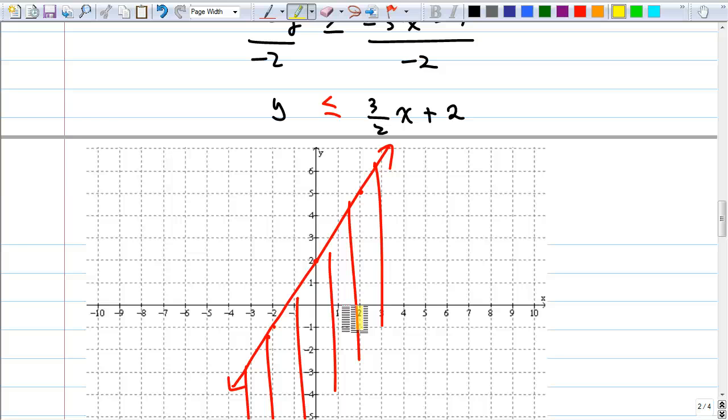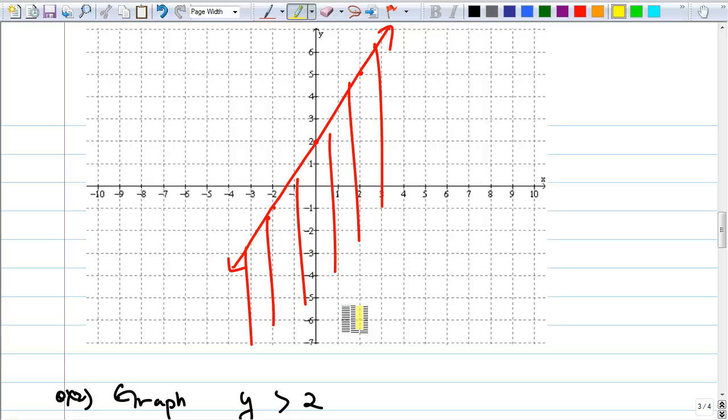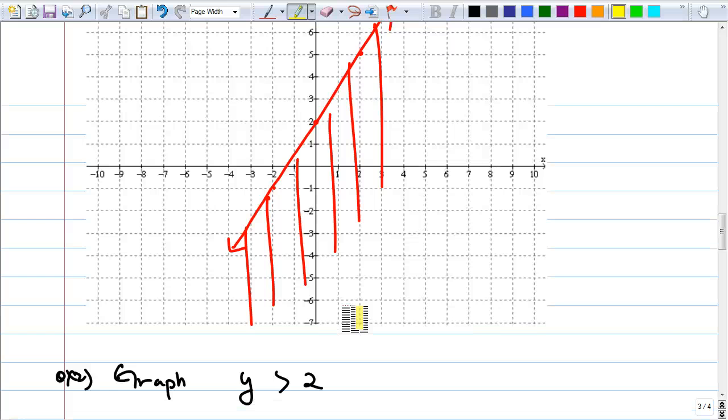We good? Any questions? Should we try a couple more here? Okay. Why don't you try this one then? Y is greater than 2. This is one of those questions where people mess up, even though it is one of the easiest questions to do. How would you graph y greater than 2? Go ahead, everybody try.